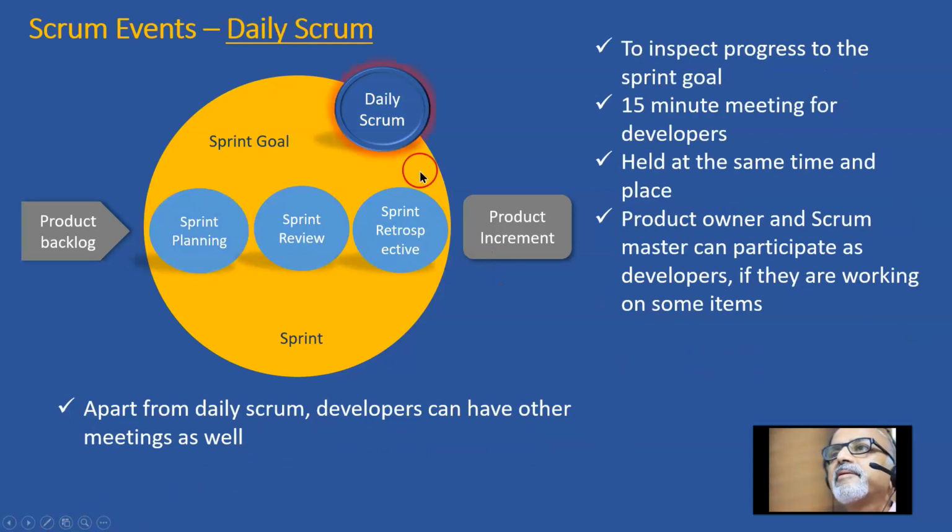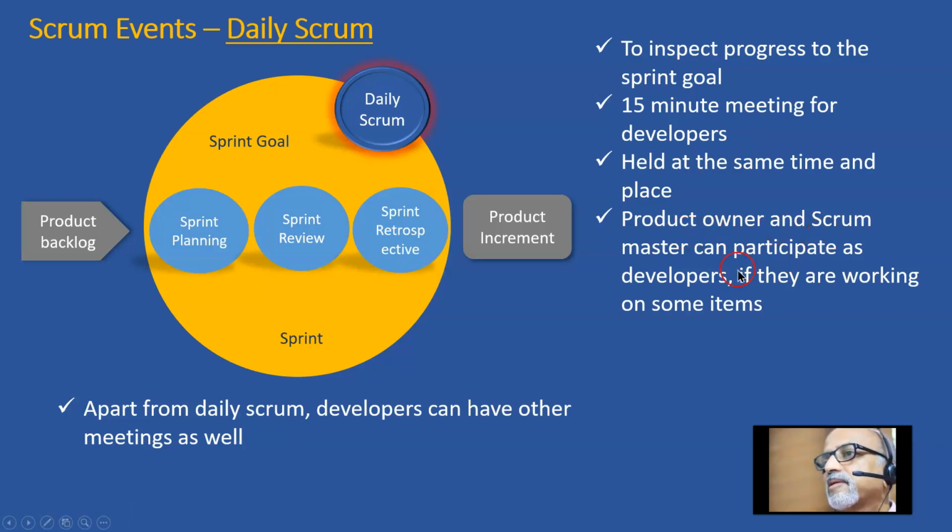Then the daily Scrum. Daily Scrum is also known as the daily stand-up meeting. It is to inspect the progress toward the sprint goal. So every day we track the progress towards the sprint goal. Very often we use the burn down chart to do it. It's a 15-minute meeting for the developers. So it is a developers meeting held at the same time and place. That makes the scheduling easier.